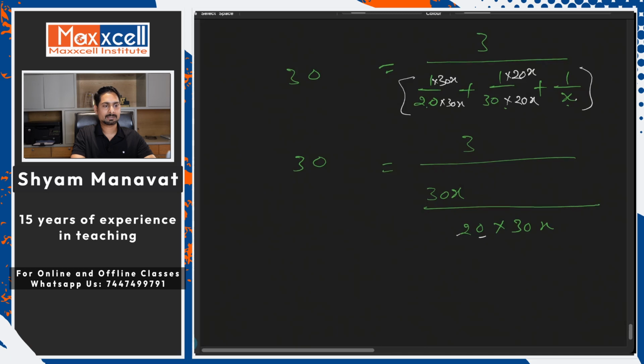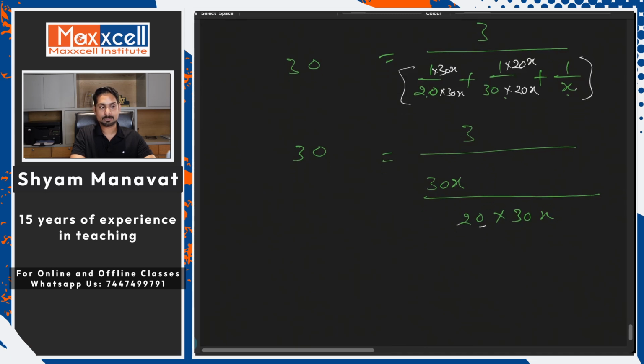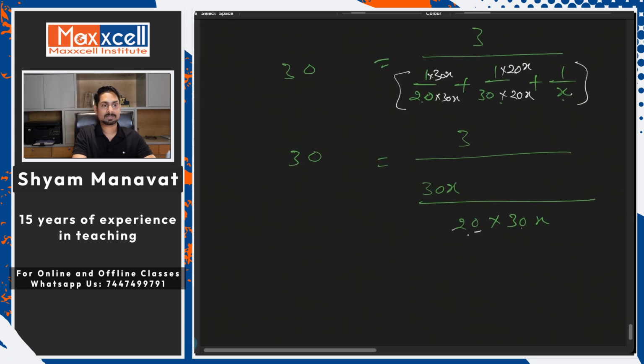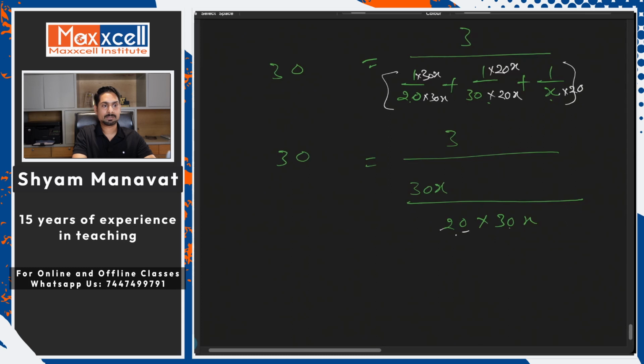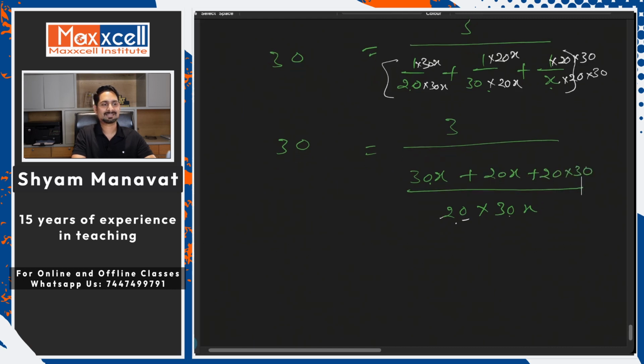Now here I have x. To make it similar to 20 into 30 into x, what is missing there? 20 into 30 is missing there. I will multiply by same in numerator also, right? So what do I have? 30x for the first term, 20x for the second term, and 20 into 30 for the third term, right?